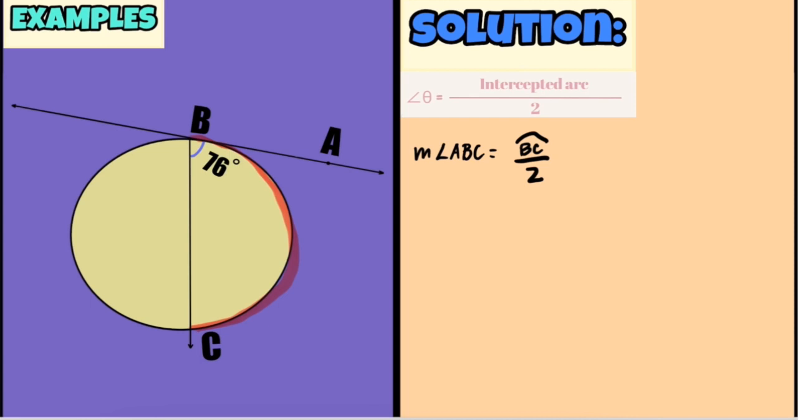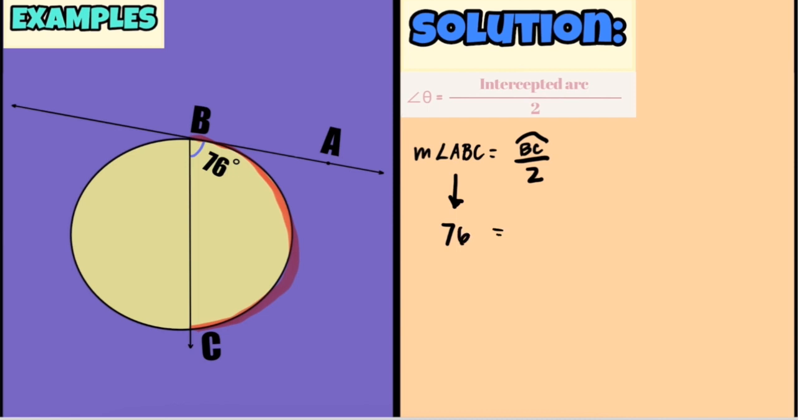What is given here, guys? The one that's given here is the measurement of ABC, which is 76 degrees. So the one that is missing here is the measurement of the arc. And you don't have to worry that much. All you have to do is substitute. Since you have 76 degrees, the measurement of ABC will be 76.